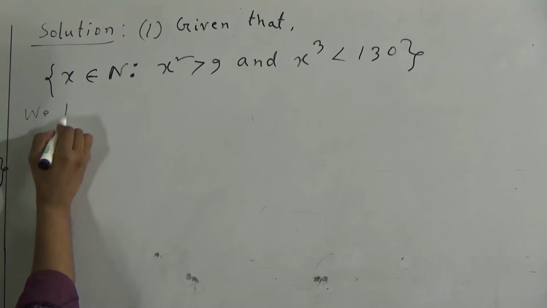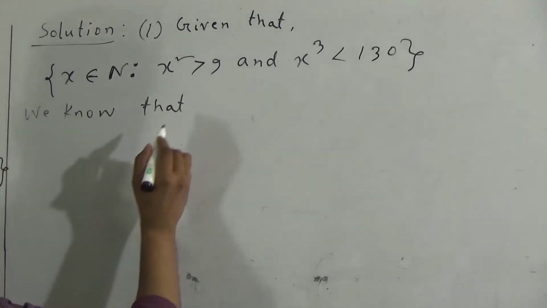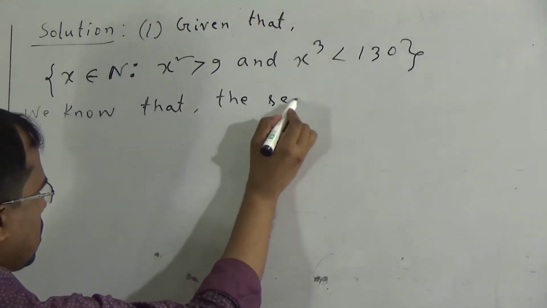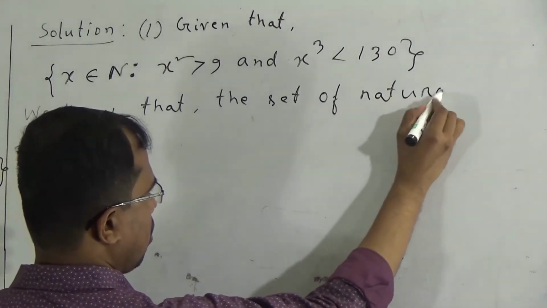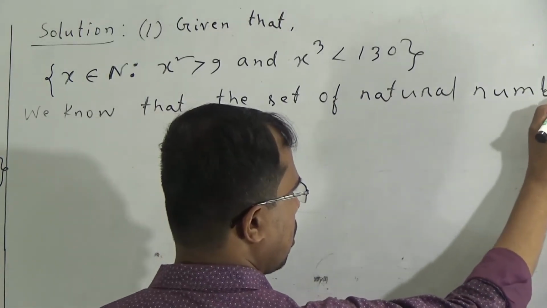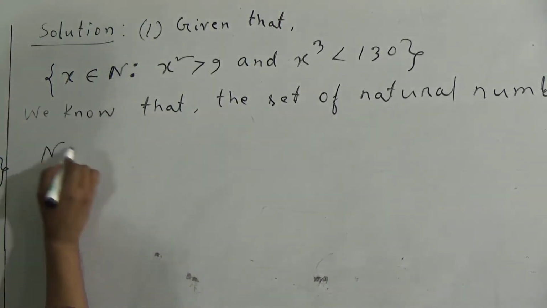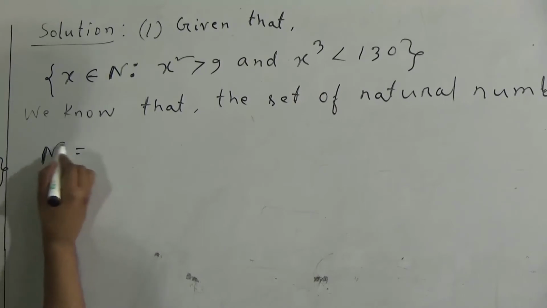We know that the set of natural numbers is N equal to, we have to give a double line here for denoting the set of natural numbers.